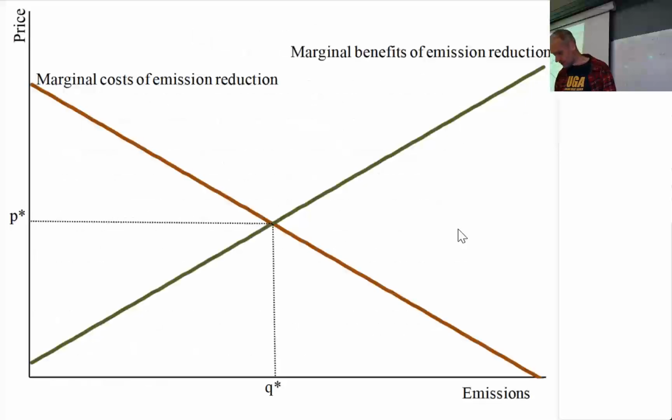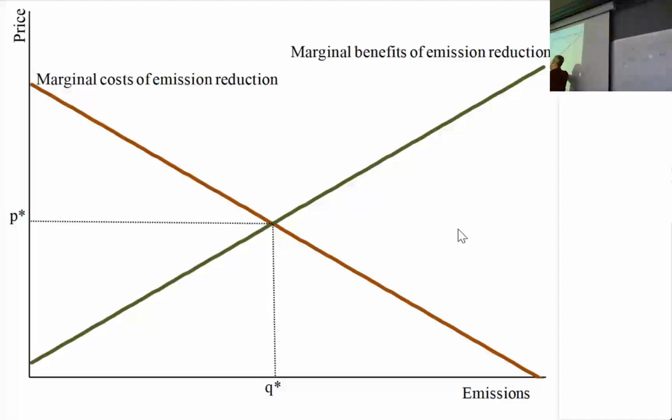So how does this work? So let's look at this cost-benefit diagram. We have emissions on the horizontal axis. We have marginal costs and benefits or prices on the vertical axis.